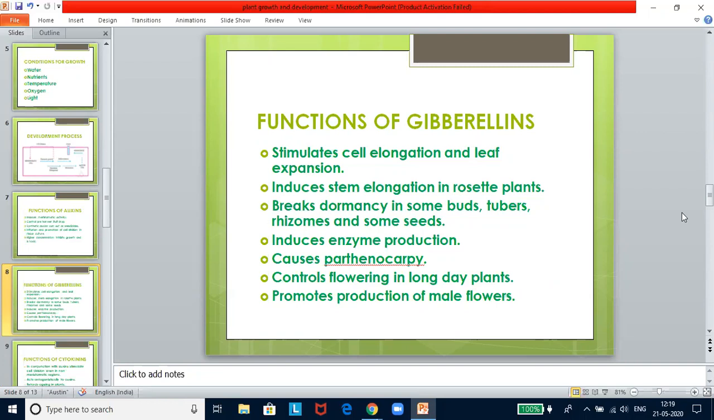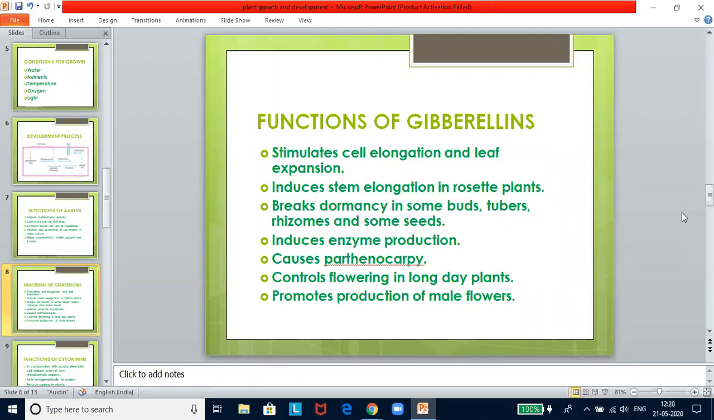Gibberellins can also induce stem elongation in rosette plants. Rosette plants means those which are short and where the leaves have become bushy. That is what we call the rosette. Cabbage is a good example of such a plant in which leaf development is profuse but growth is retarded. Just prior to the reproductive phase, the internodes elongate enormously, causing a marked increase in stem height. And this is called bolting.